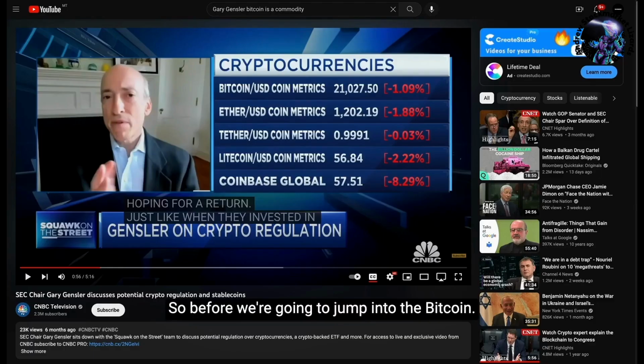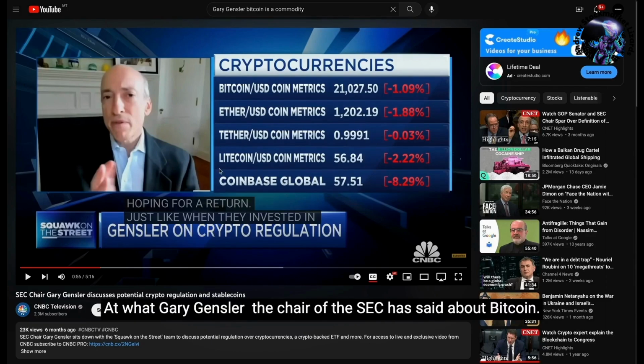So before we jump into the Bitcoin Ethereum chart, let's have a look at what Gary Gensler, the chair of the SEC, has said about Bitcoin.